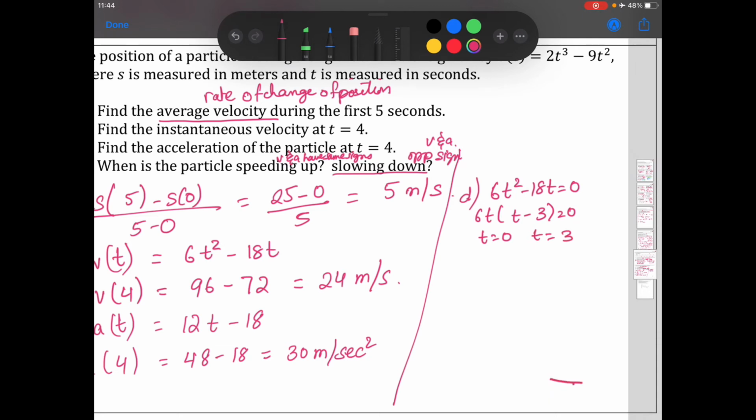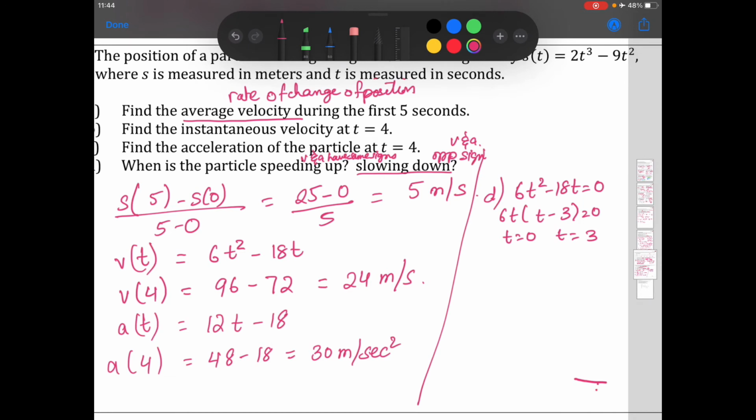I'm going to do my velocity number line here. I'm going to cap it at 0, and my other number is 3. I'm going to pick a number between 0 and 3, let's say 1. So that would be negative. And then picking a number greater than 3 would be positive. That's my velocity.